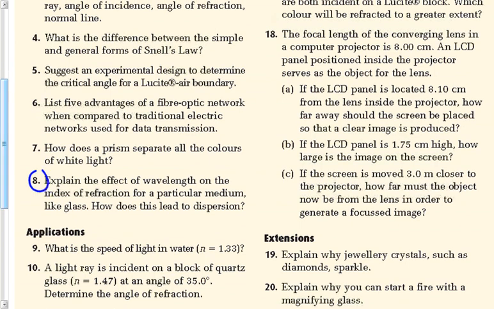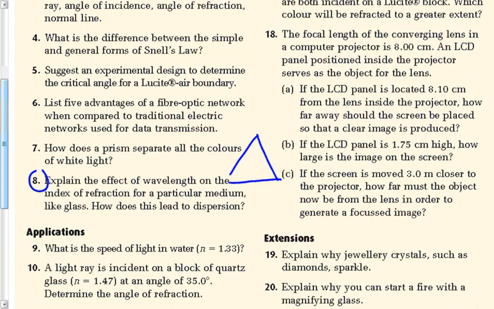Let's explain the effect of wavelength on the index of refraction for a particular medium like glass. How does this lead to dispersion? Explain the effect of wavelength on the index of refraction. Well, we talked a little bit about the effect of frequency on index of refraction. We know that the effect of wavelength is going to be exactly the opposite, right? So if frequency has one effect, wavelength is going to have the exact opposite effect.